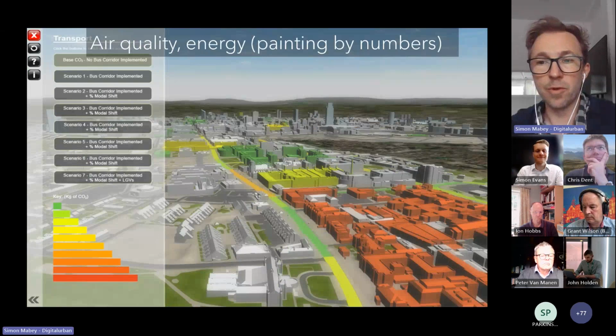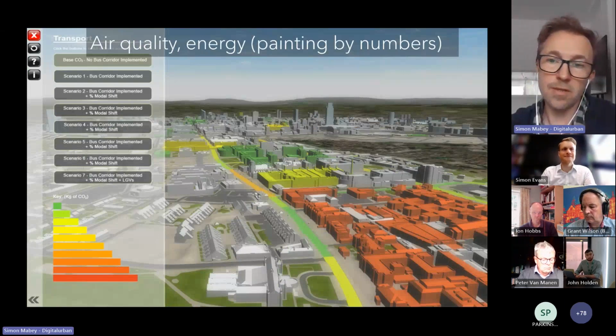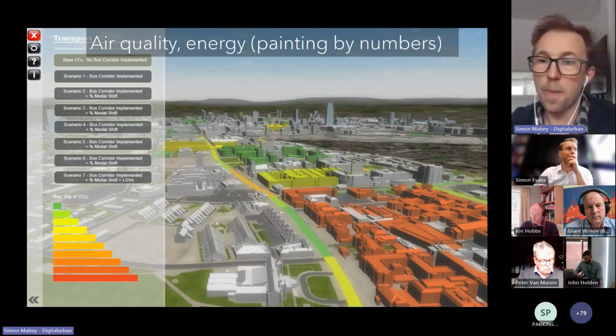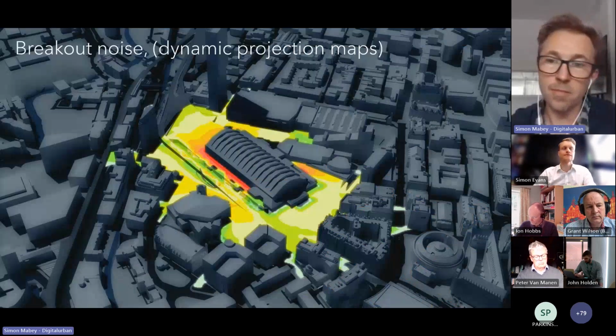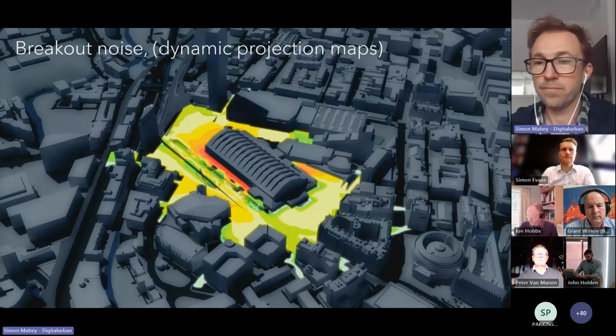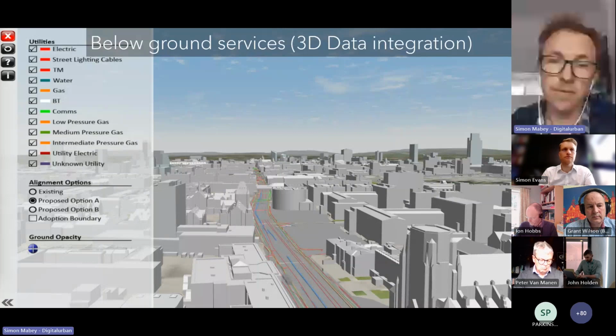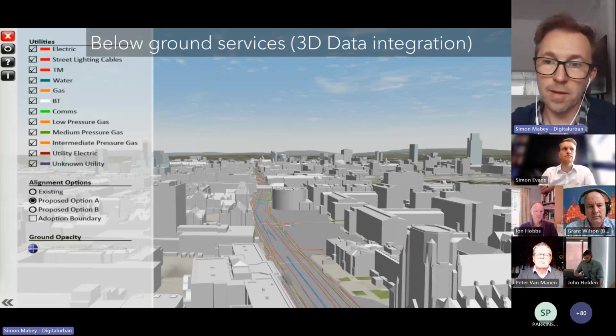And you can also color code the geometry within the models. In this example, the road geometry is showing air quality, the buildings showing energy consumption, and it's simply painted by numbers. Or you can project things onto the surfaces of the models. This is showing breakout noise from a building, so essentially a noise map. Or you can integrate 3D geometry and color code it, and that in itself is a useful tool for people to understand the impact of changes and why those decisions are being made.